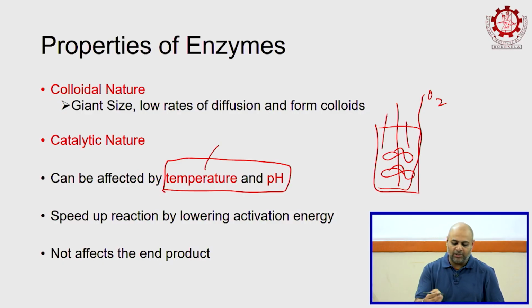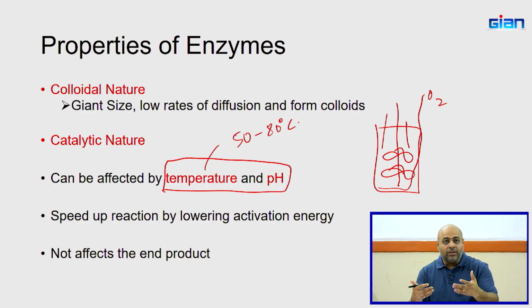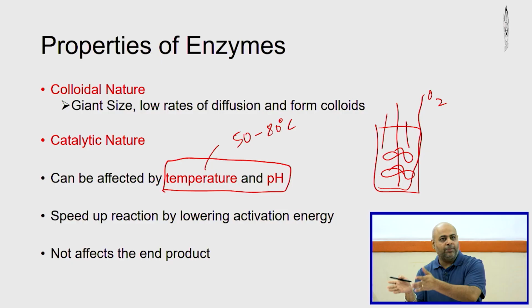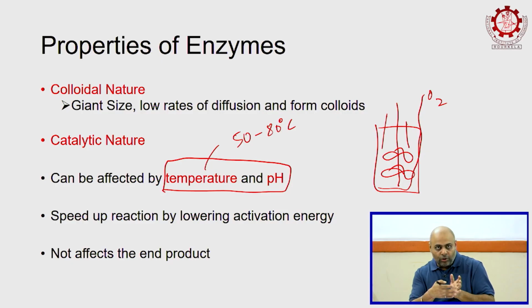So, if I choose, let us say, a temperature range of 50 to 80 degrees Celsius, my enzymes and the proteins that I am working with, or even my product, should be stable at this particular temperature. My raw materials should be stable, my product should be stable, and the whole process, the chemical reaction that is taking place, should be stable at this temperature range.